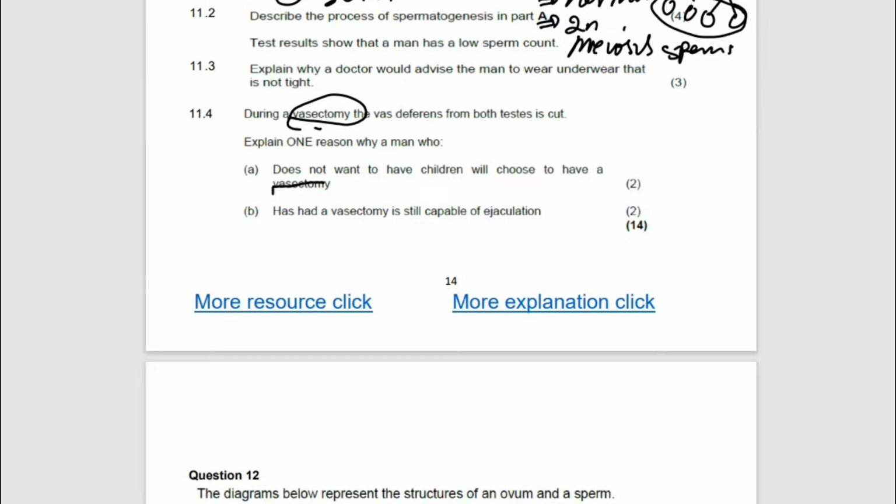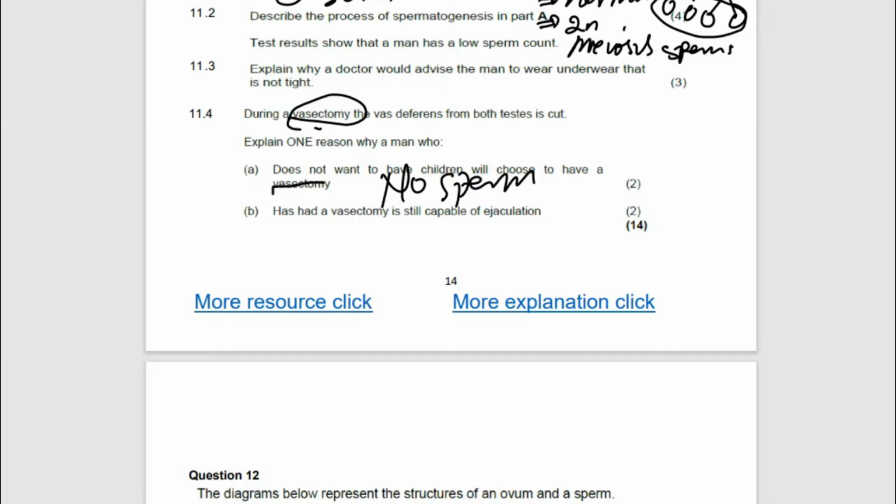If you cut the vas deferens, the only thing is that the semen which is being produced, remember we have the prostate gland, Cowper's gland, and the seminal vesicle, they produce a fluid, and that fluid will not have sperms. The fluid will be there, but you will not have what? Sperms. And if the sperms are not produced, what will happen? It means that the semen which is produced cannot fertilize the ovum. Hence, there is no child. But the person can still have what? The sexual intercourse.